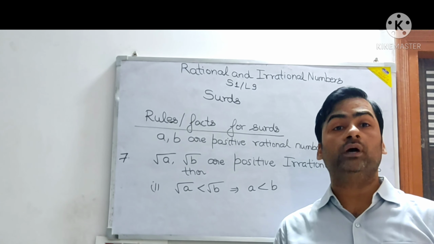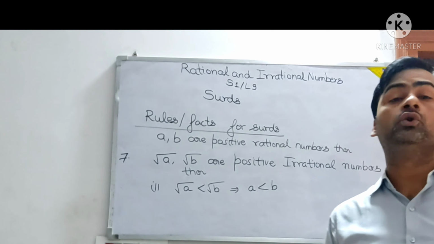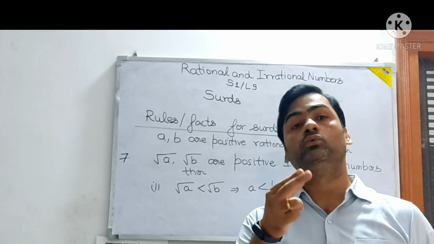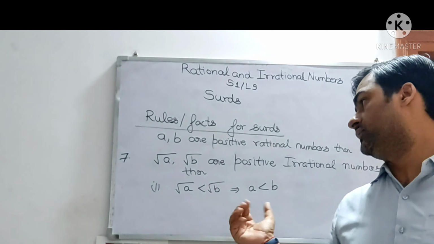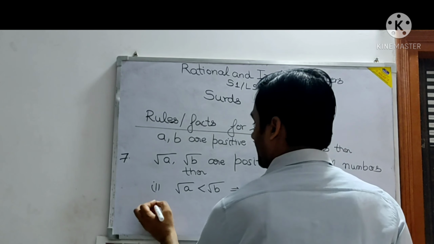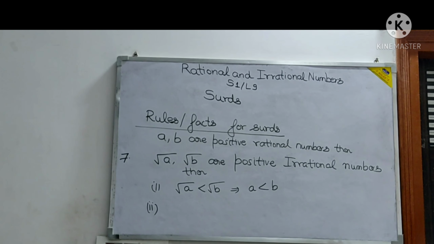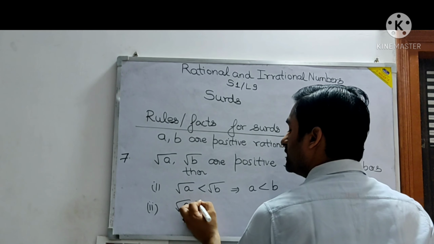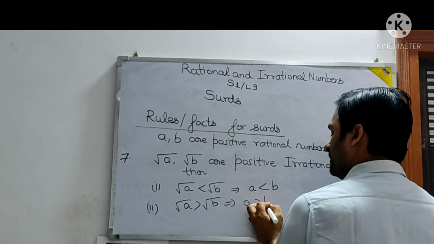Root 2 square is 2, root 3 square is 3. Between root 2 and root 3 we have to insert a rational number, so we took 2.25. If 2.25 is more than root 2 and less than root 3, it will be between them. The second point is the converse of this: if root A is more than root B, then for sure A should be more than B.